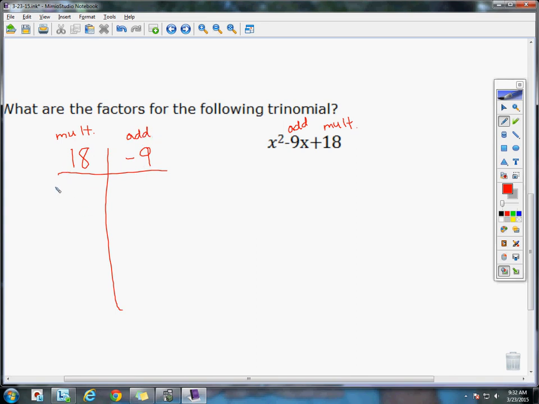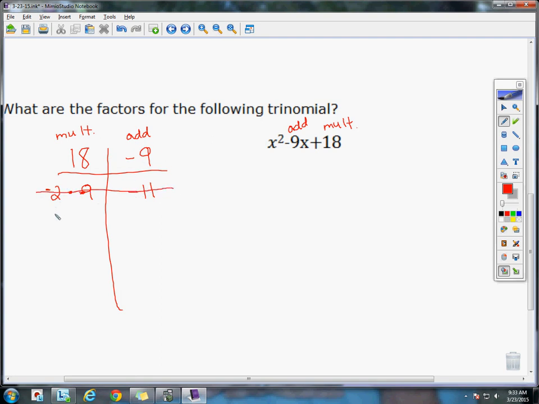Okay, so let's start with 2 and 9. Okay, 2 times 9 does give you 18, but when I add those, there's no way they'll give me a negative number. So the only other option you have to get this to be negative is to make both of these negative. Because a negative times a negative does give us a positive. When we add these though, negative 2 and negative 9 will give you negative 11. We need negative 9, so that's not going to work.